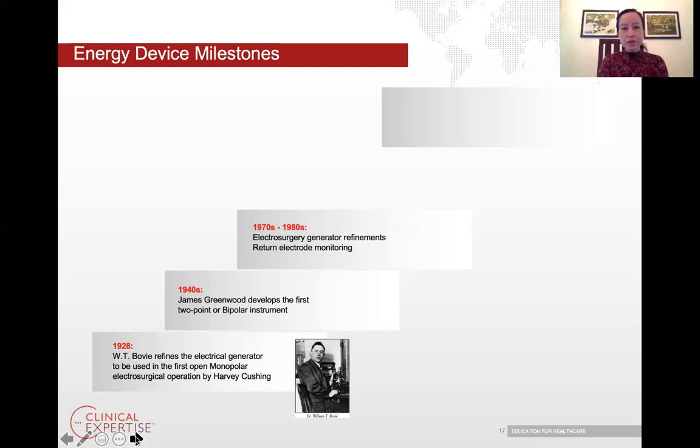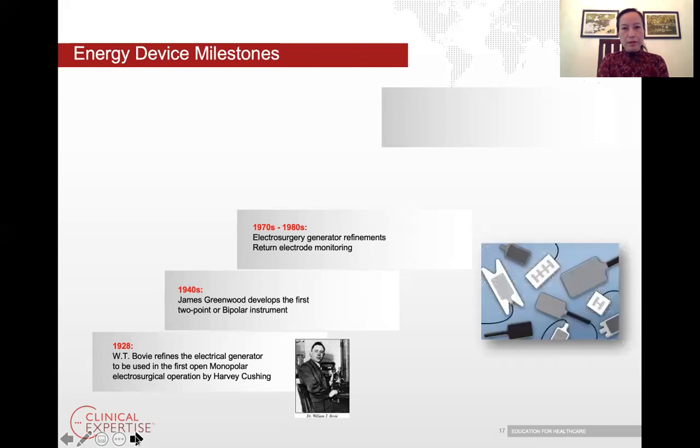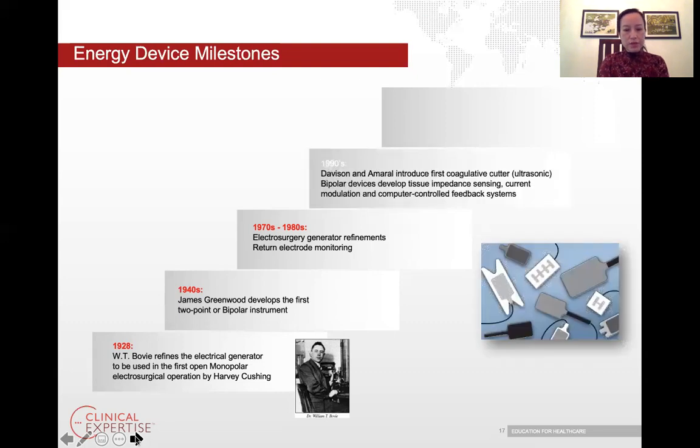By the 1970s to 1980s, generators were further refined with return electrode monitoring. In the 1990s, Doctors Davidson and Amaral introduced the first ultrasonic coagulative cutter, followed by refinements in tissue sensing, current modulation, and adaptive computer controls. By the early 2000s, polymer technology, which controls temperature at the tissue device interface, and advanced algorithms to improve energy output were introduced.